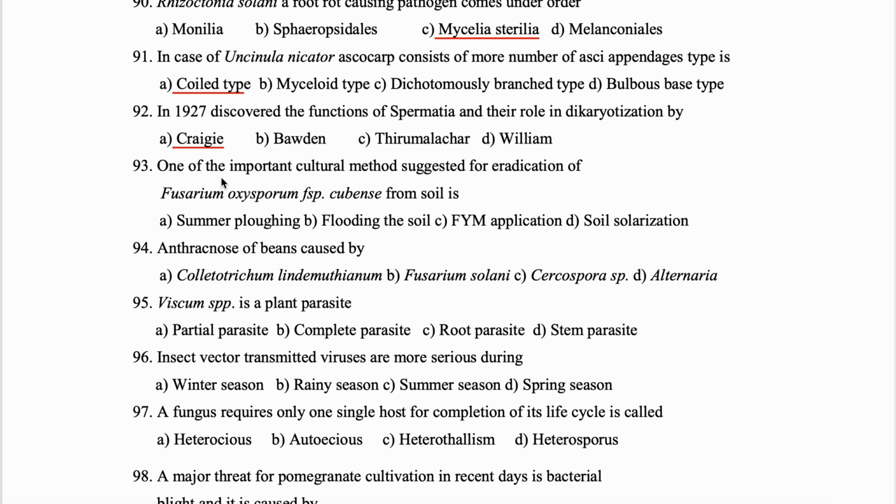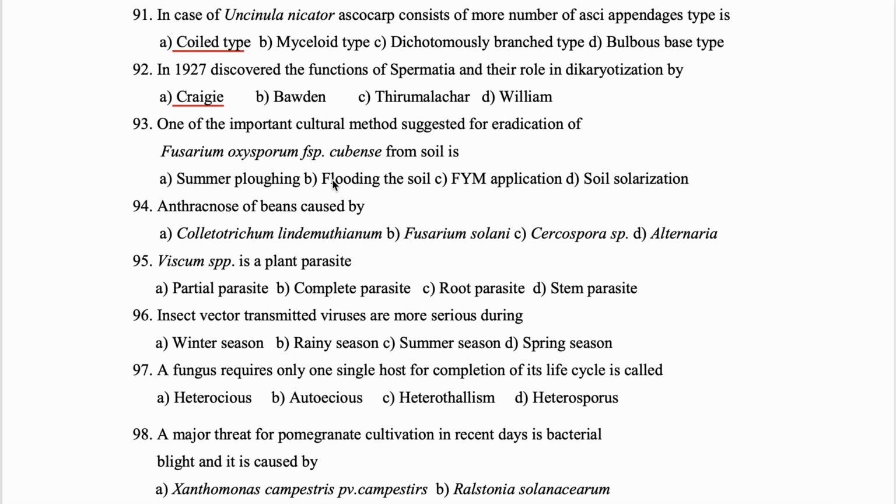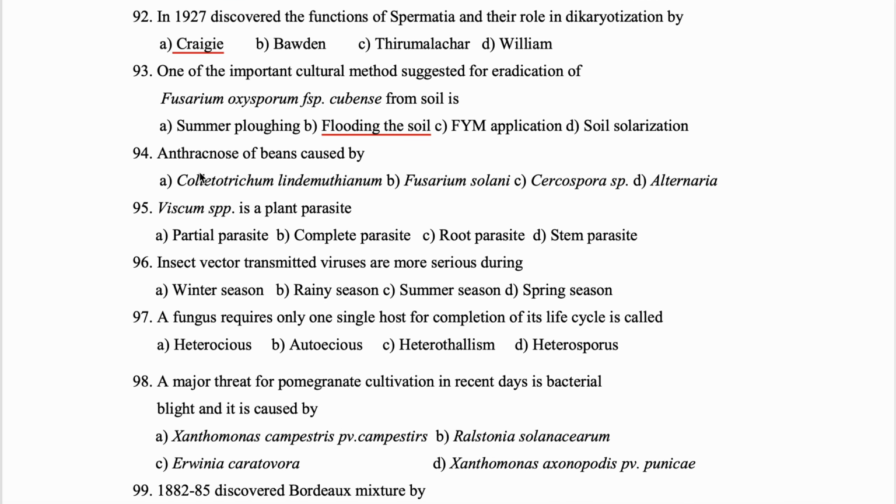Question 93. One of the important cultural methods suggested for eradication of Fusarium oxysporum f. sp. cubense from soil is flooding of soil. Next, anthracnose of beans is caused by Colletotrichum lindemuthianum. Anthracnose means it will be the Colletotrichum genus. There are more genera related to anthracnose, such as Elsinoe and a few more, but normally Colletotrichum is the generally seen pathogen for causing anthracnose disease.